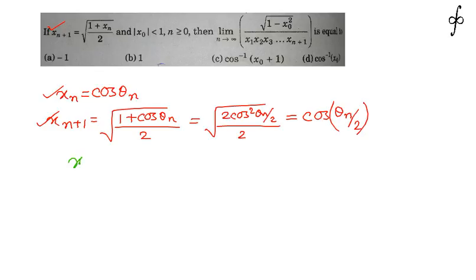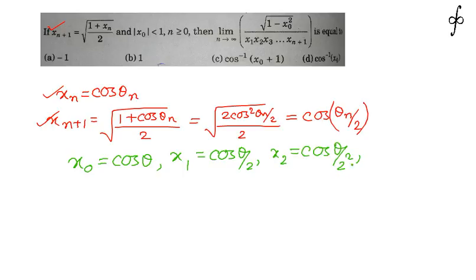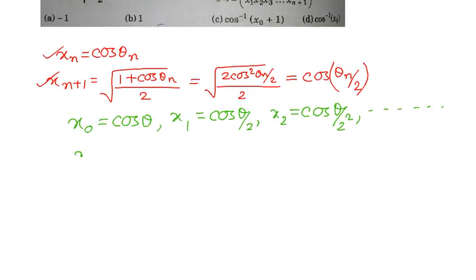So we can argue that if we start with assuming x_0 to be cos theta, then we can see that recursively x_1 will become cos (theta/2), then x_2 will be cos (theta/2 squared), and so on and so forth. We can say that this pattern will continue up to x_{n+1}, that is coming out to be cos (theta/2^(n+1)).